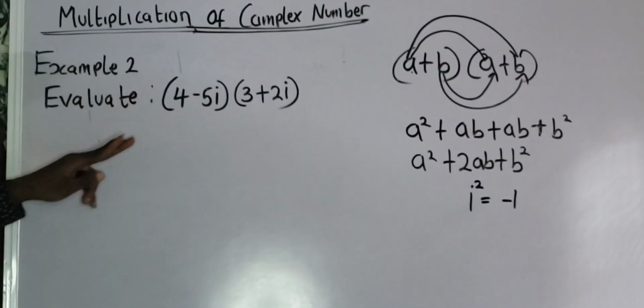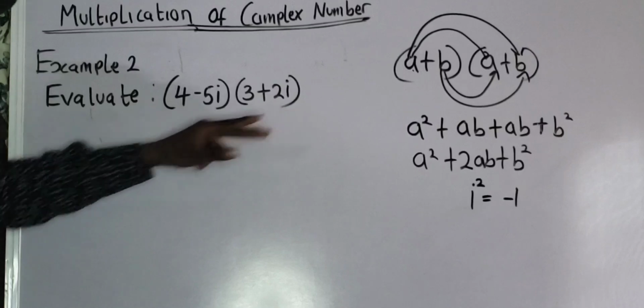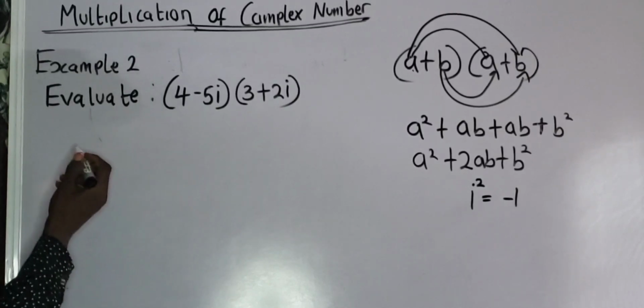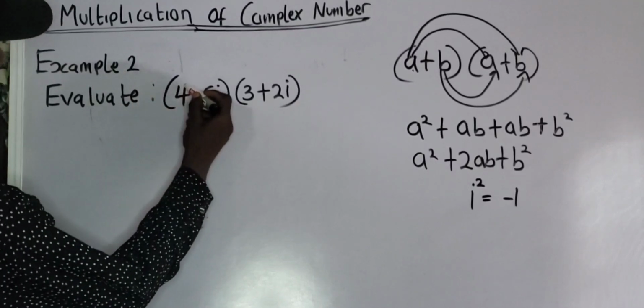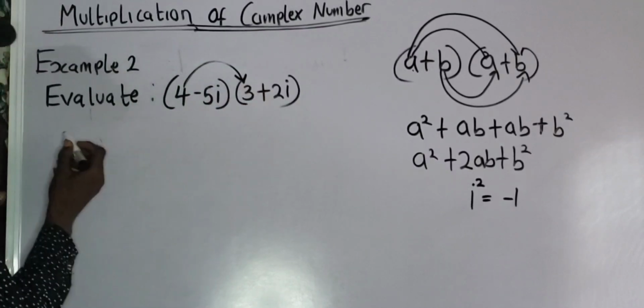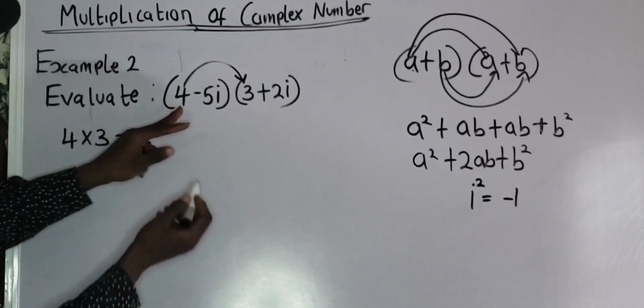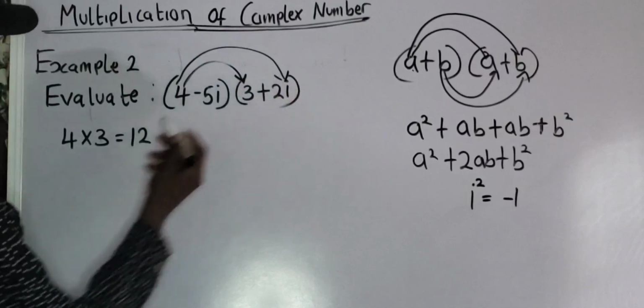Example 2. Evaluate (4 minus 5i) multiplied by (2 plus 2i). We are still going to use the same approach, okay? So now let us proceed. For this, we are going to have 4 multiplied by 3. That is 4 times 3, that is 12. 4 multiplied by 2i.